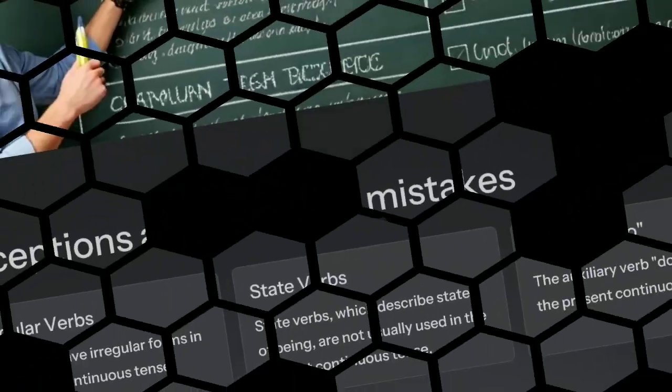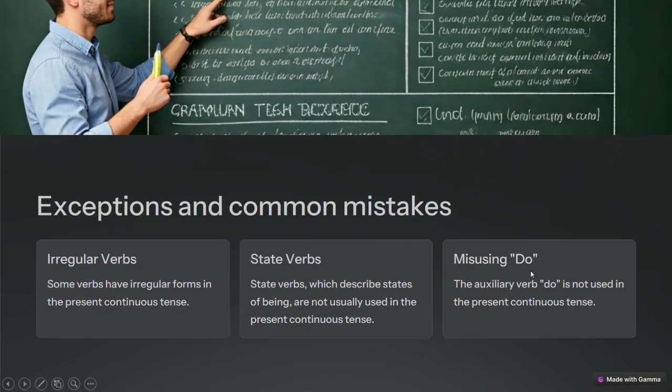Do, okay? The auxiliary verb do is not used in the present continuous. We don't use do in the present continuous. If you watched my previous video about simple present, you know that we can add do in our sentences. For example, when we want to form them to the question form, and we want to make them negative, we use do or does, but here we cannot use do.